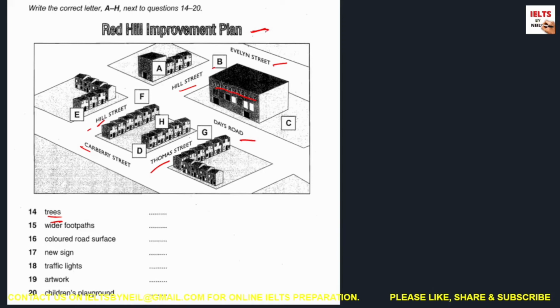So the speaker was saying that for the palm trees, we have to look for the word trees. He said the palm trees were on the right of the supermarket. So this is the supermarket. It's to the right of the supermarket on Days Road. So this is Days Road, and to the right of the supermarket is the palm trees. So trees are number C. I'm going to play it again to make it clearer.